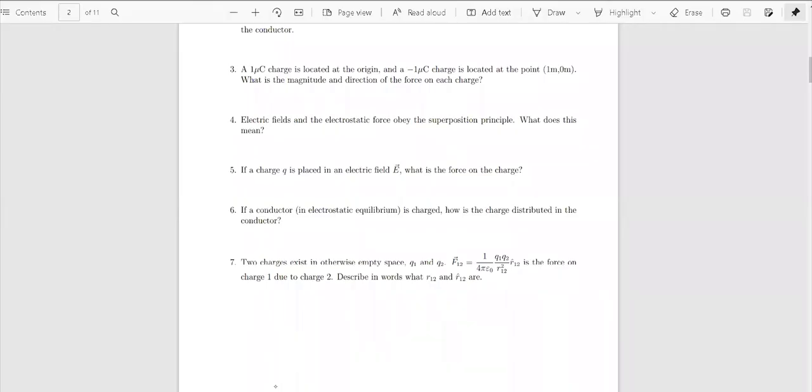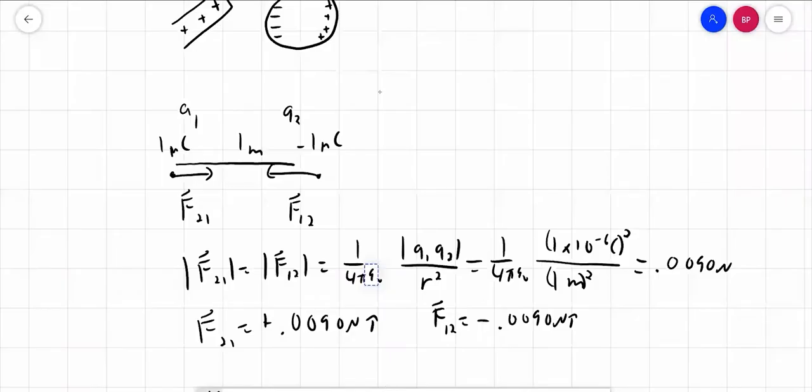Electric fields and the electrostatic force obey the superposition principle. What does this mean? The superposition principle just means if you have multiple sources, so this could be multiple point charges or multiple distributions or whatever, you just add all of their contributions together. So it's the easiest to see for point charges.